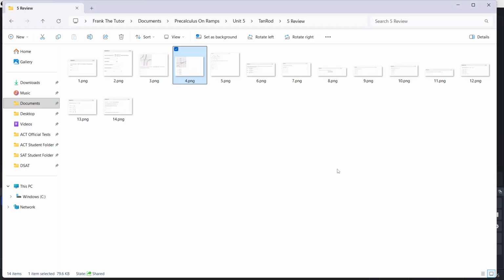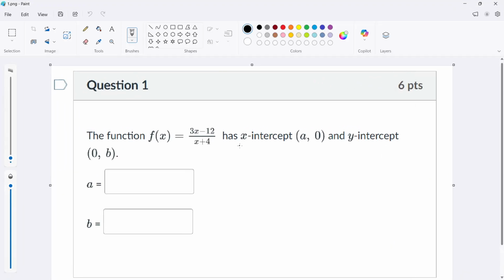This is Precalculus Onramps review. I'm going to do the first 4 questions. Let's see. The first one is: the function f of x is (3x minus 12) divided by (x plus 4), has an x-intercept at (a, 0) and y-intercept (0, b).